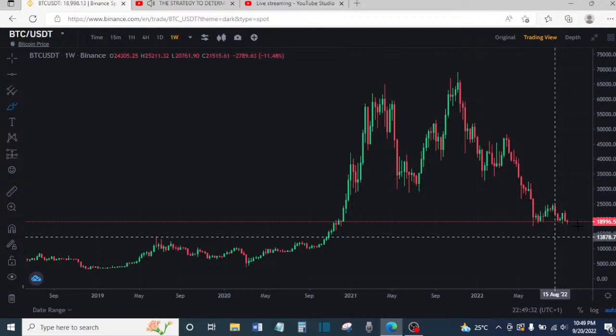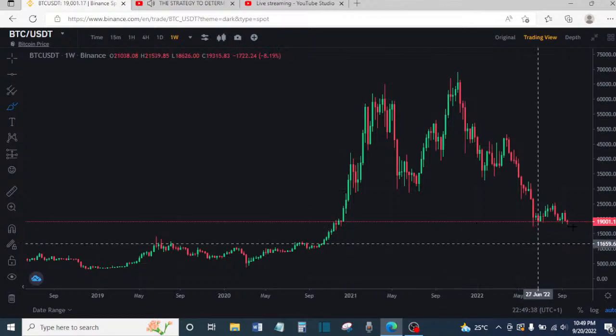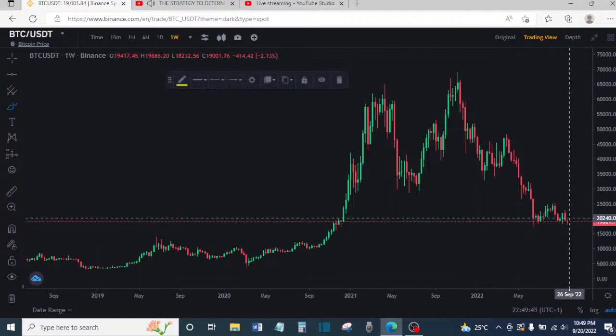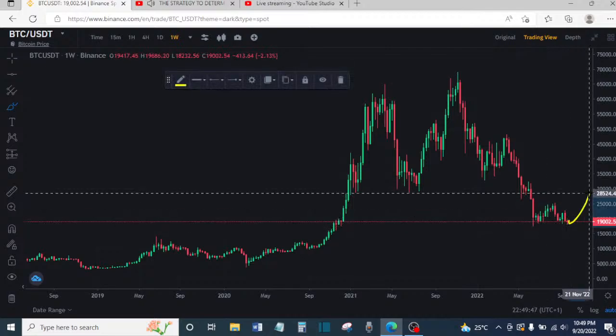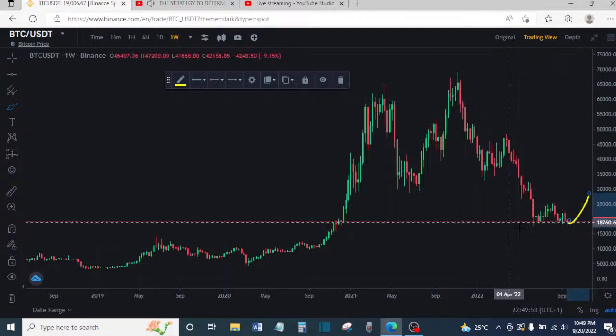This area is a buying zone currently. From what I can see here, it's a buying zone. So we only need to take this area out, then we go. This area is a buying zone, so just expect anything to happen around this area.